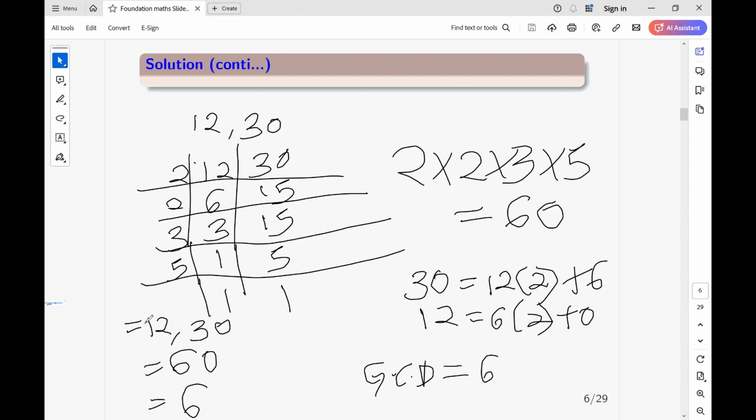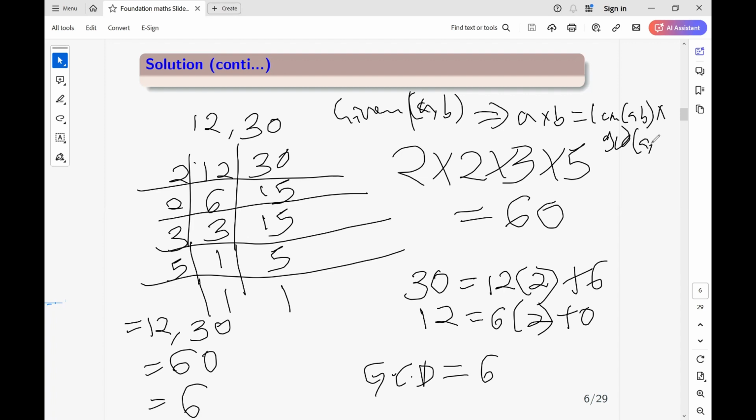Let's confirm that using the next question. Just erase this so that we confirm that using the next question. So what you just said is that given A and B, the product of A and B equals the LCM of A and B times the GCD of A and B. We just want to confirm this fact using the next example.